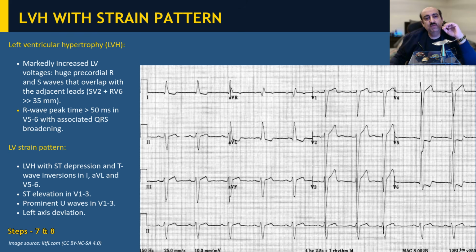Now, when do we have a strain pattern? Strain means there is myocardial ischemia, relative myocardial ischemia, or strain due to the left ventricular hypertrophy, due to excessive muscle bulk. Then you have ST depression and T inversions in the lateral leads, 1, AVL, V5 and V6, or ST depressions in V1 to V3. And also sometimes prominent U waves occur in V1 to V3, and there is left axis deviation.